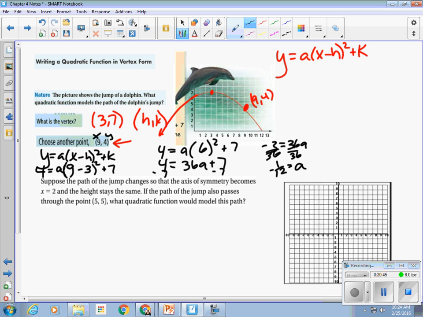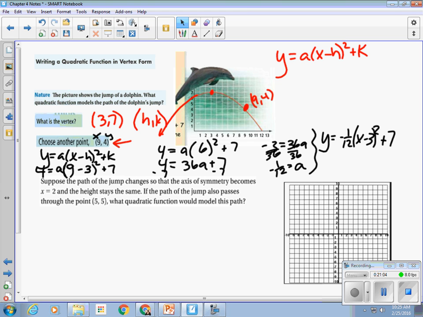So now I can put together my complete function. y equals negative 1/12 parentheses x minus 3 squared plus 7. That's my function. That represents the dolphin leaping out of the water.